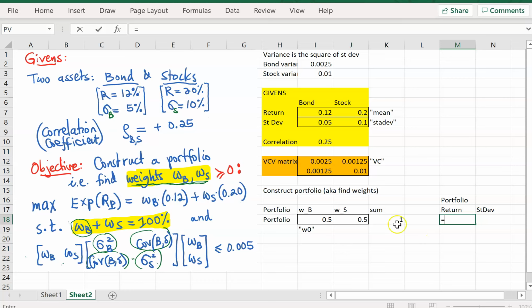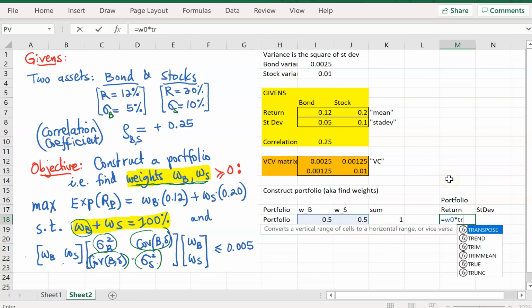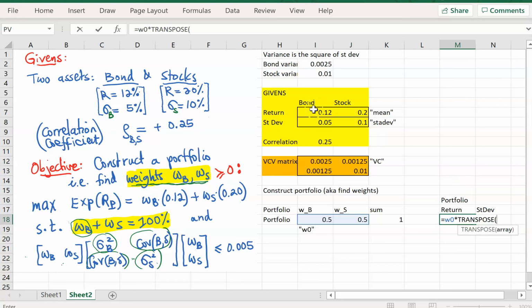So this is equal to, what did we say? It's going to be the weight, W0, times the return. I need to take a transpose, so the transpose of the return. You can check on Google what it means, the transpose of a matrix. Oh, that's the mean. Yes, I forgot that we named it. That's it.